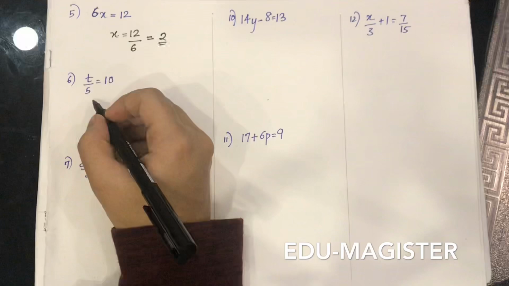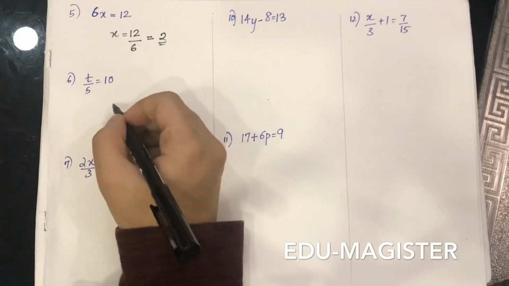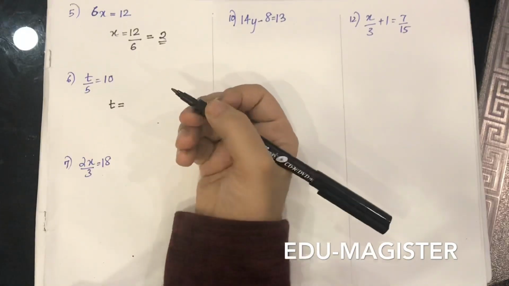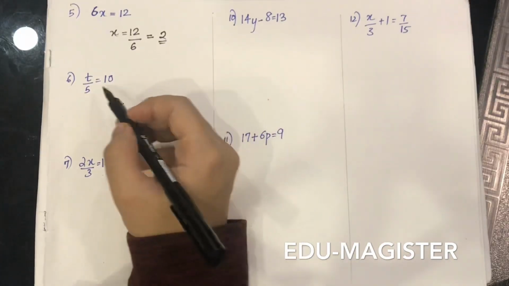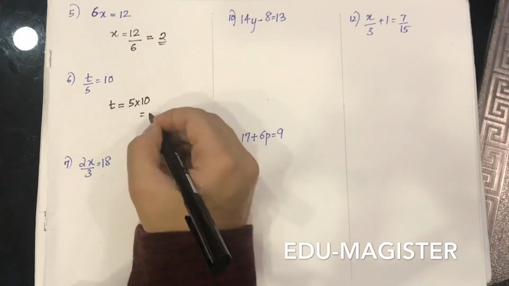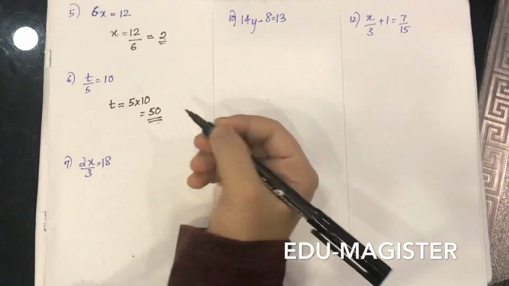Now, t by 5 is equal to 10. So it is division here. When you take it to the other side, it becomes multiplication. So t is equal to 5 into 10, which is 50.